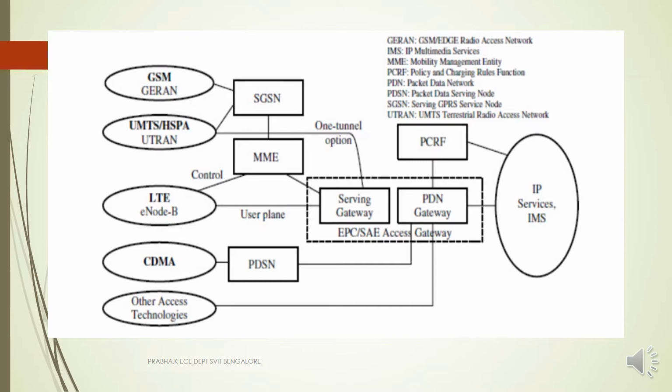And here the Evolved Packet Core is the access gateway, which consists of 2 modules, Serving Gateway and PDN Gateway. PDN is the Packet Data Network Gateway and SGW is called the Serving Gateway. In turn, these gateways are connected to the PCRF module, which is responsible for policy and charging rules. In turn, all these modules are connected to the IP services, that is the internet.